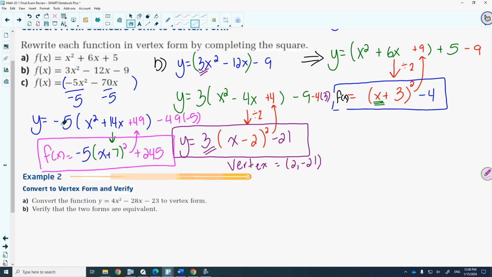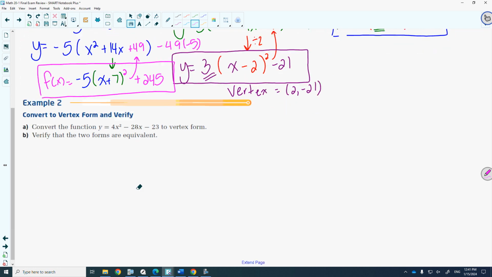So a value doesn't change. It's still opening down, negative 5. My vertex, I could look at this and I could say I've got a vertex at negative 7, comma 245. Y-intercept was in this original equation. It was plus 0. So y-intercept was 0. Okay, I'll give you a minute.